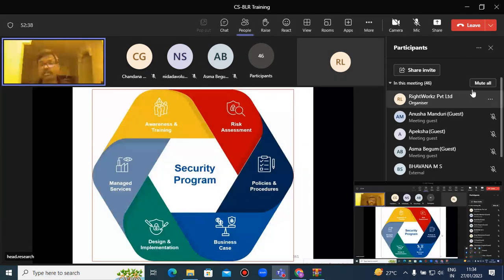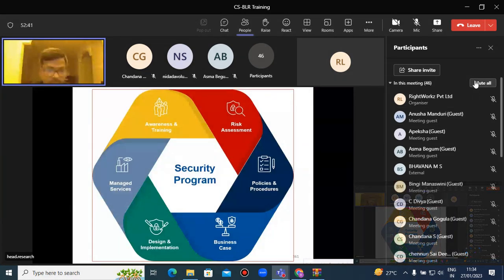Then policies and procedures. What are the rules and regulations you are implementing towards security in order to find the security level of the organization? Then business case. What type of business logic? Business case is nothing but logic. What type of business case and logic you are using in order to measure the level of security of the information.